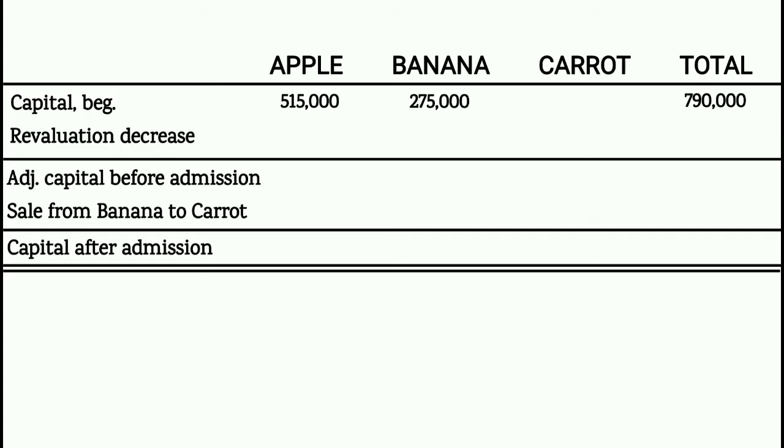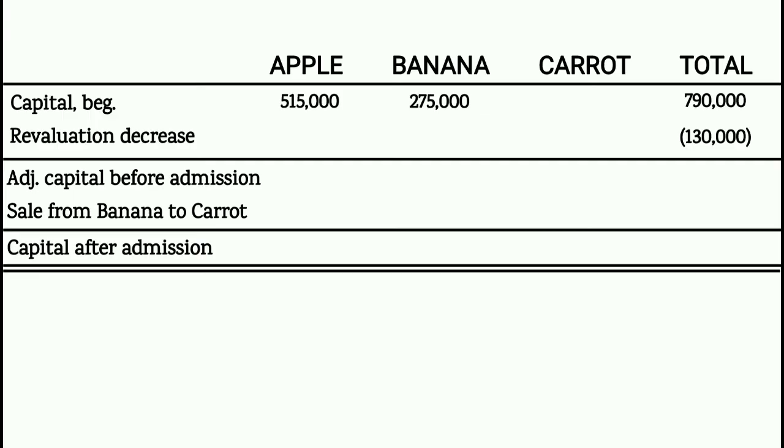Based on our earlier computation, there is a revaluation decrease of 130,000 pesos. We need to allocate that first to the partners. Let's allocate the negative 130,000 pesos to Apple and Banana, and what we will use is the profit or loss ratio of the partners. The profit or loss ratio of the partners is 60-40: 60% for Apple and 40% for Banana.